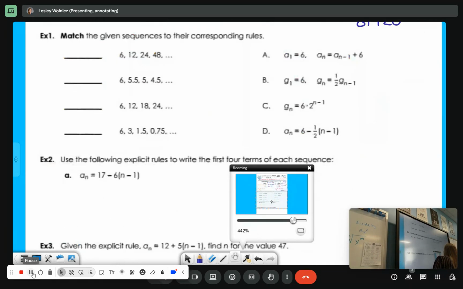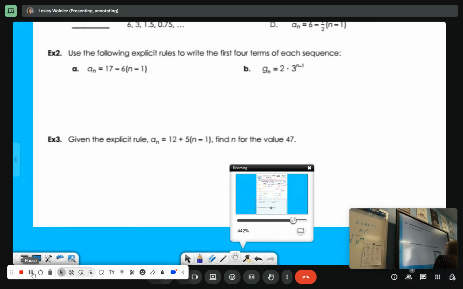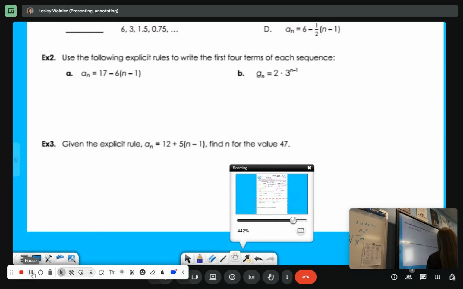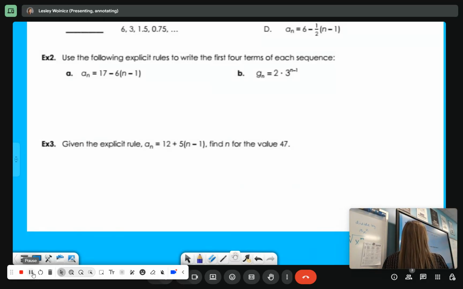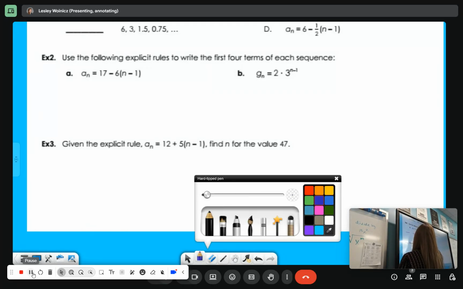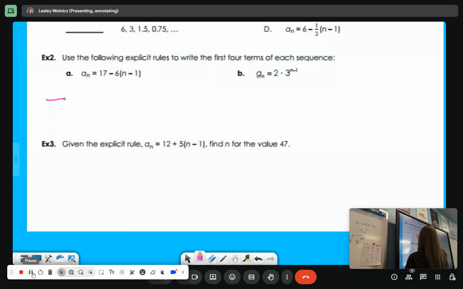Okay. All right, we're going to zoom down to number 2, and then we'll go back up to the matching. We're going to jump around a little bit. I'm asking you to write the first 4 terms: 1, 2, 3, 4. This one says start at what number? 17. And what do I do to 17? Subtract 6. I'm subtracting 6 to find my next, which would be 11, and then 5, and negative 1.